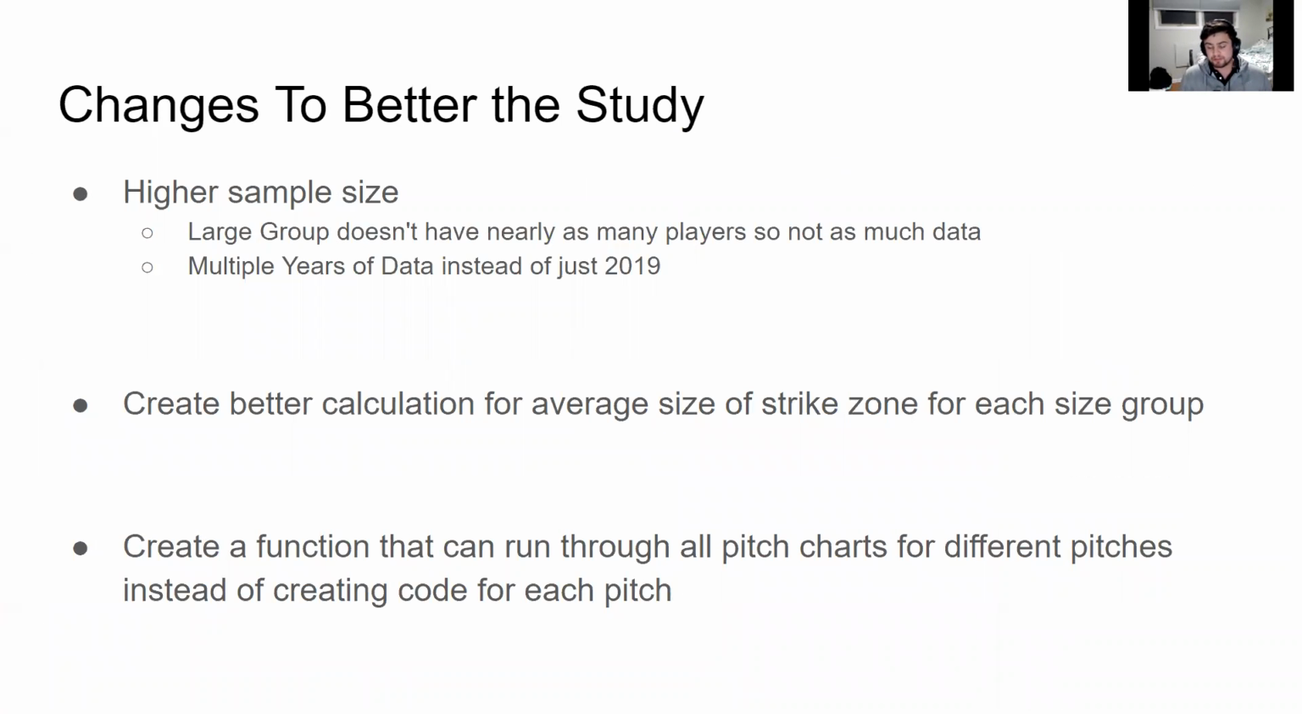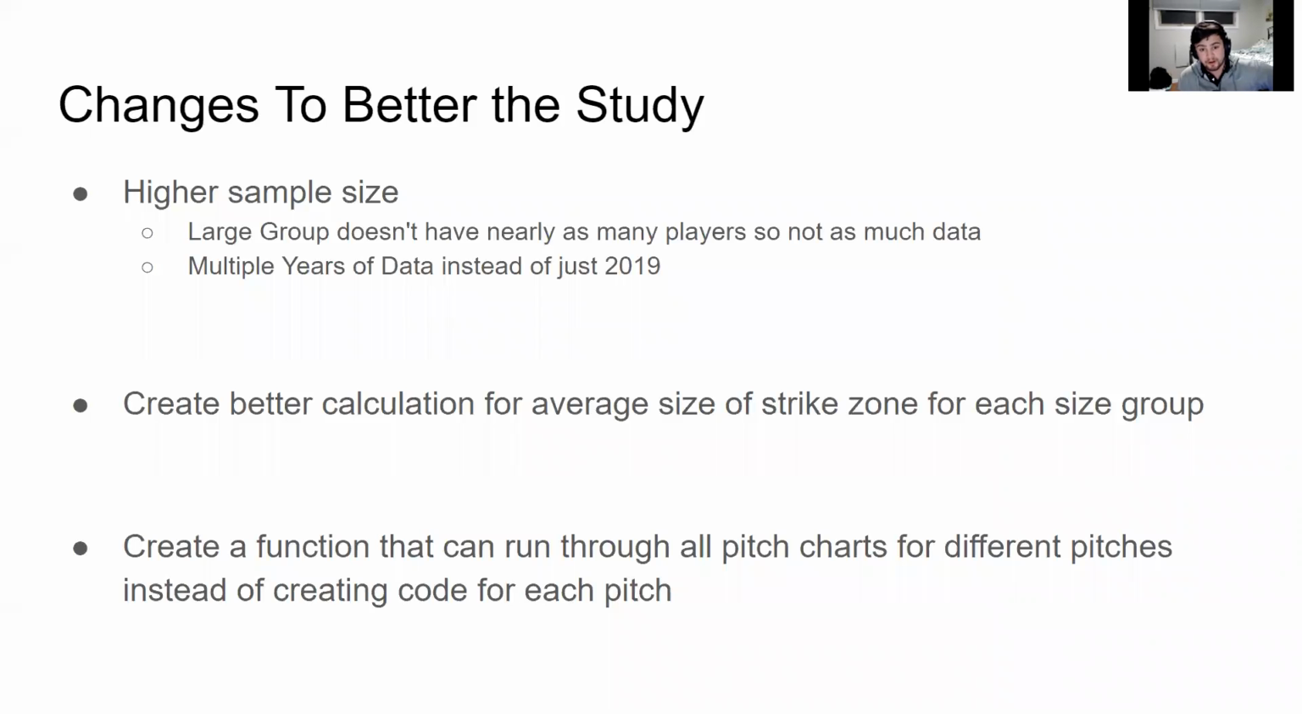And lastly, we just wanted to include some changes that we would make in the future to improve this study. Maybe have a higher sample size, more than just 2019 batted ball data. The large group, as we said, doesn't have nearly as many players, so not as much data. The more data we can get for them, the more accurate results we could get.